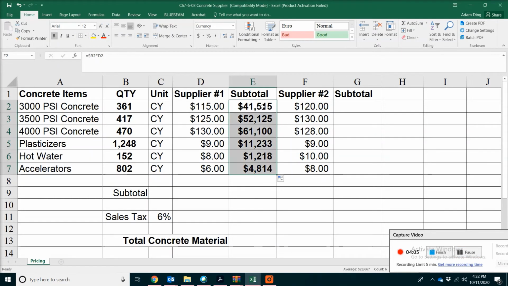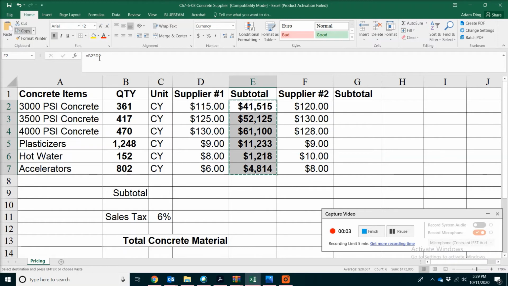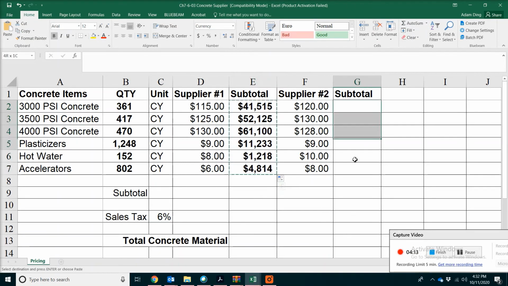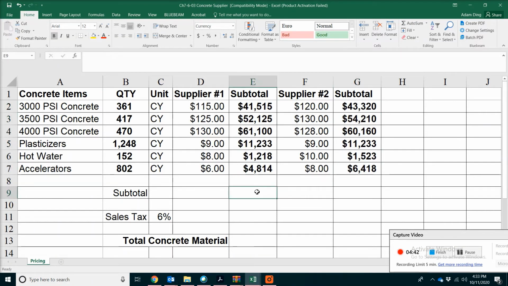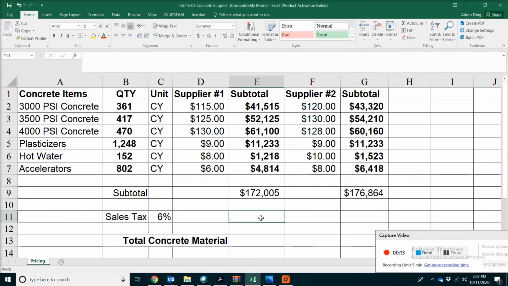Now let's do the copy and paste. Let's add up the numbers at the bottom. To do the sales tax, just take the subtotal and multiply that by the tax rate. If you don't want the sales tax to move, you can simply add a dollar sign before letter C. This way, the formula can be pasted to the next supplier.